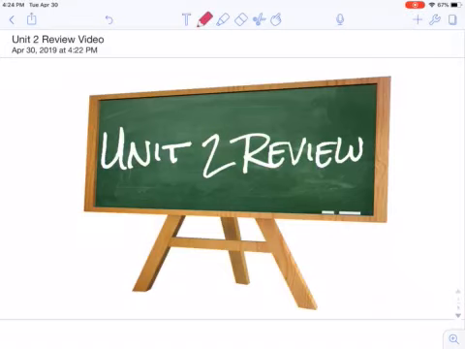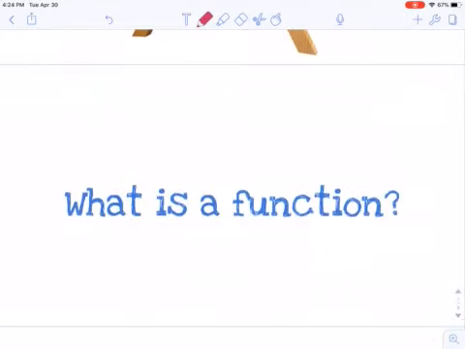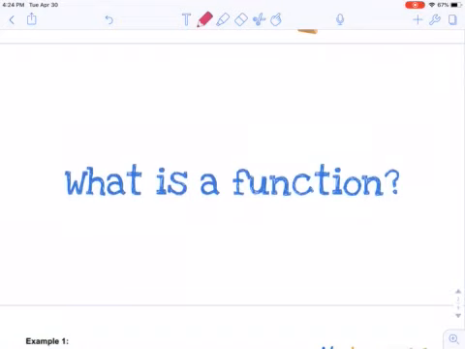Alrighty, so here's a quick review of Unit 2. The first thing we started with in Unit 2 is functions. And what is a function? Well, a function is when every input for an equation, a graph, a table, etc., has exactly one output.